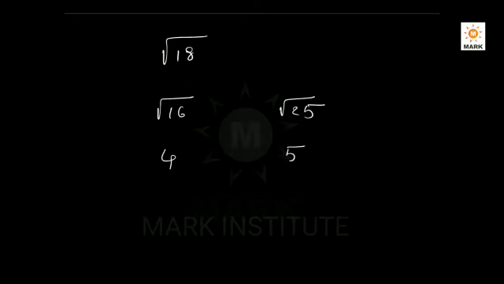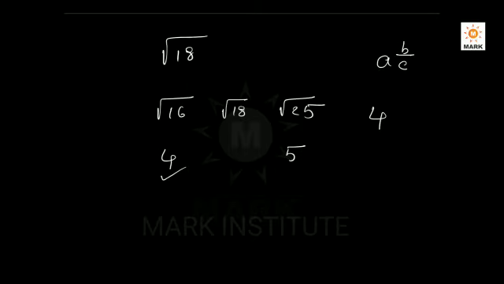Suppose you have to find the square root of 18. We know very well the square root of 18 lies between the square root of 16 and the square root of 25. The square root of 16 is 4 and the square root of 25 is 5. Here also we are going to write the answer as a b by c. I am going to take the smaller margin, that is 4.